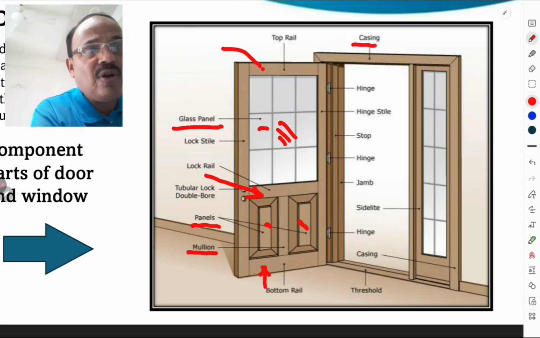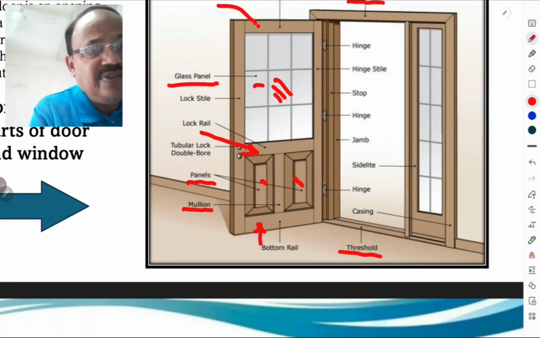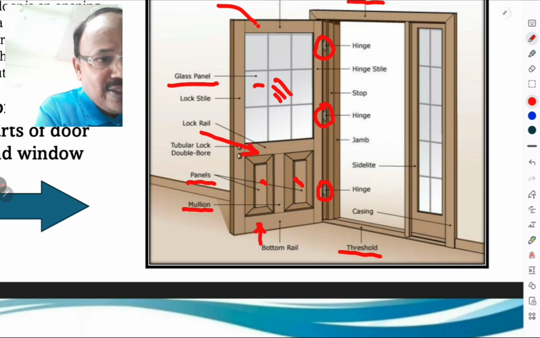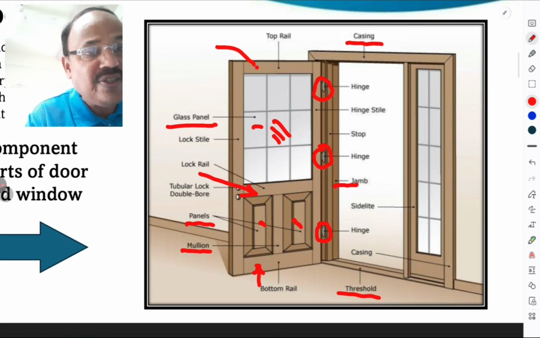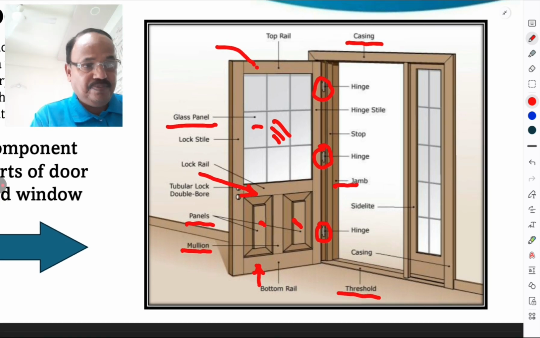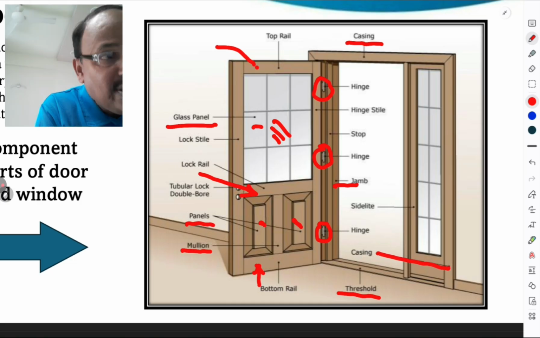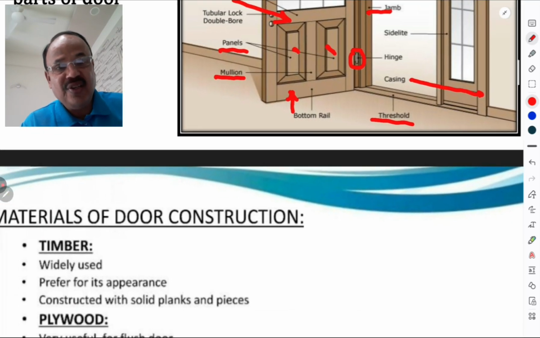The top member is called a casing. The bottom member is called a threshold. Then these are the hinges. There are different types of hinges also. One must remember the different types of hinges. Then this vertical part is called a jamb. So one must know what a jamb is. Then one must know what component is called a casing. So one must study all these basic terms.